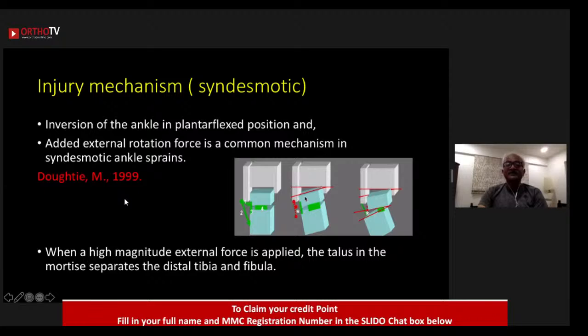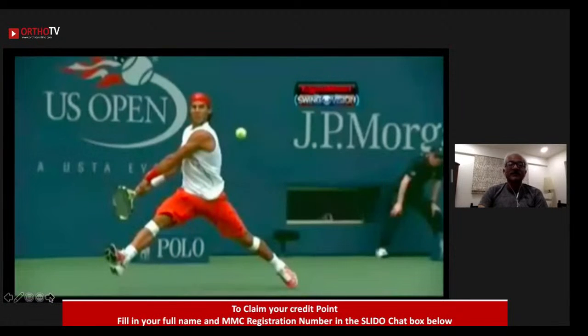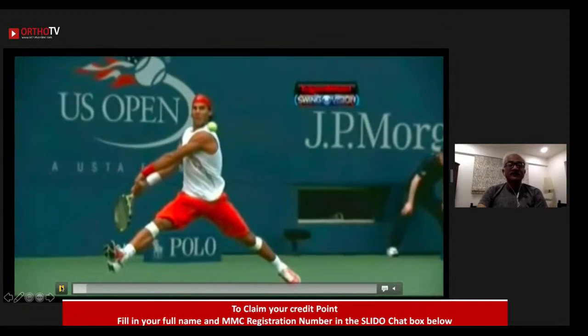Once it starts tilting into inversion, and if this goes into external rotation, this will produce a shear force on the distal tib-fib joint, and that will give rise to what is called a syndesmotic injury. When a high magnitude of this external force is applied, there is separation of the distal tibia and fibula, causing a syndesmotic injury, sometimes along with a shear onto the intraosseous membrane as well. So that's the typical injury mechanism.